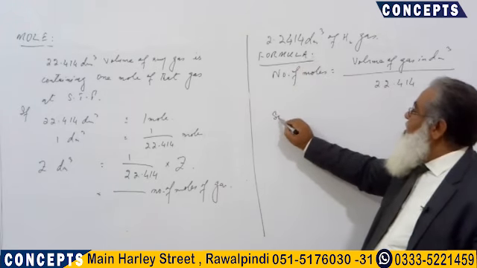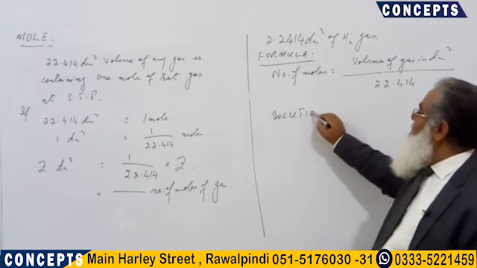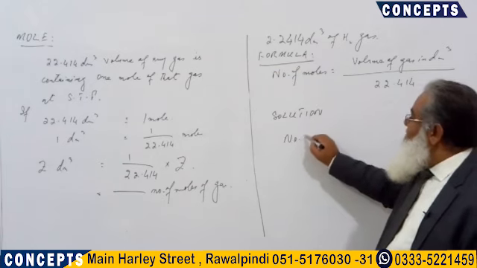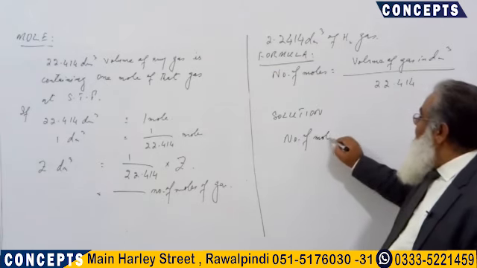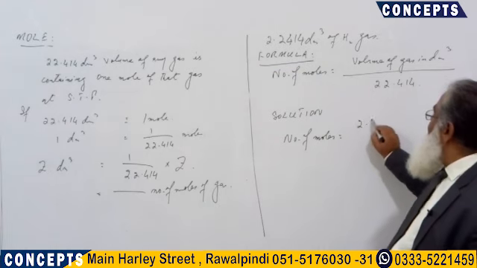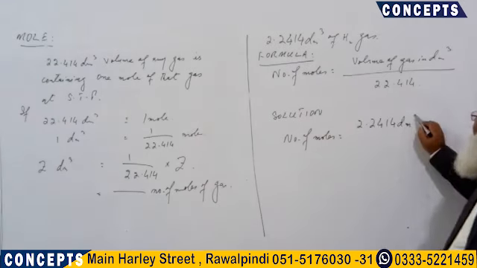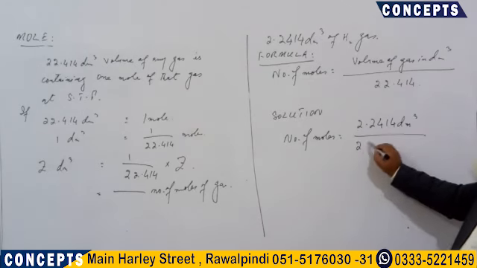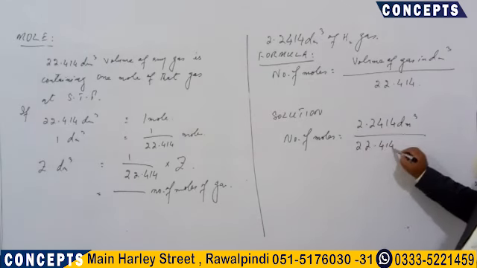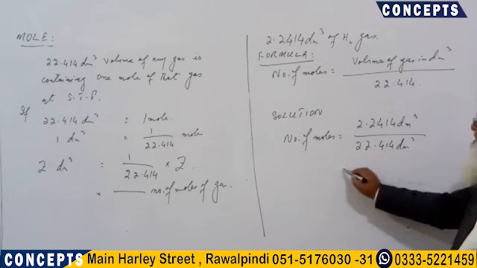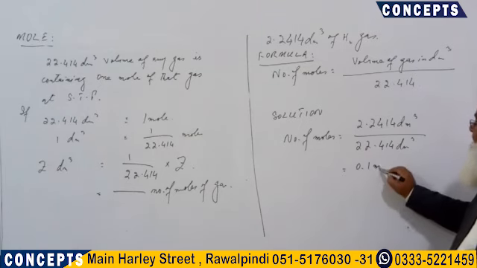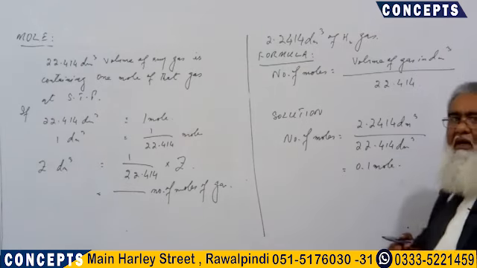Now, solution. Substituting the values, we get number of moles equal to 2.2414 cubic decimeter divided by 22.414 cubic decimeter. Answer comes 0.1 mole.